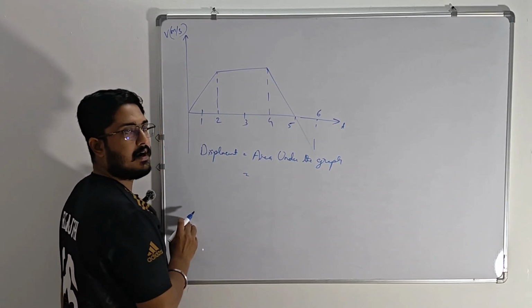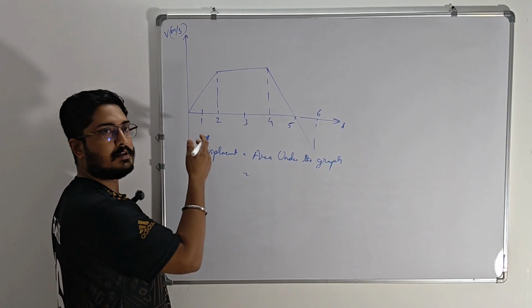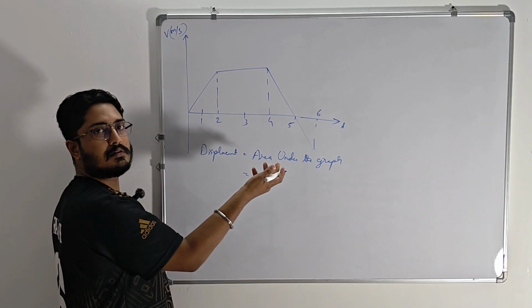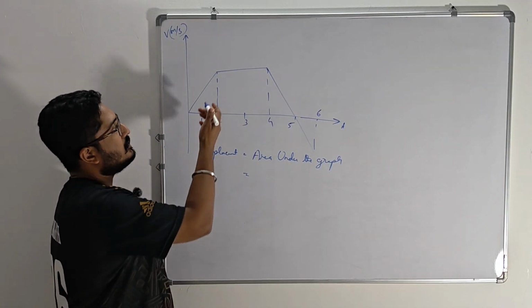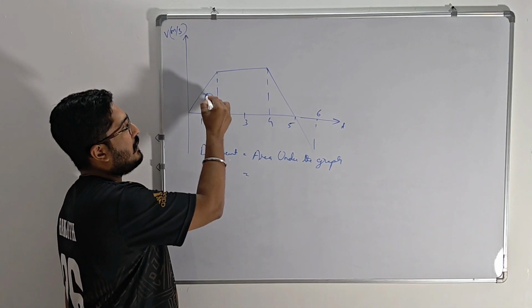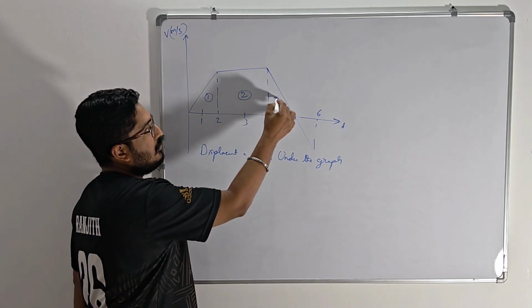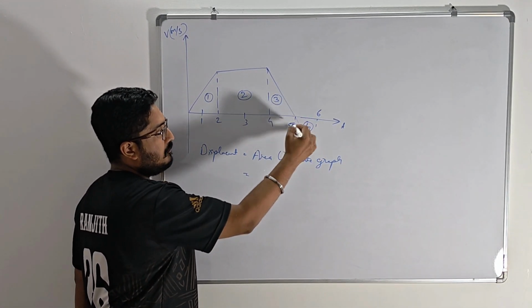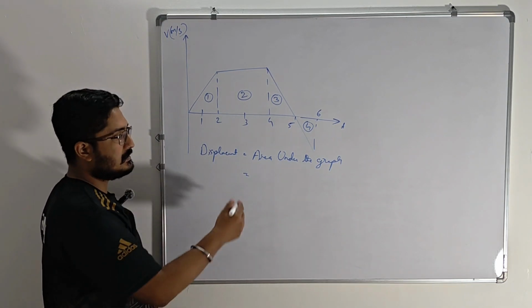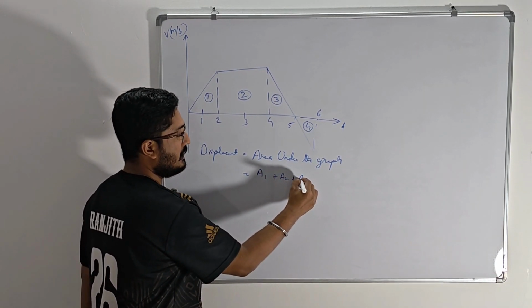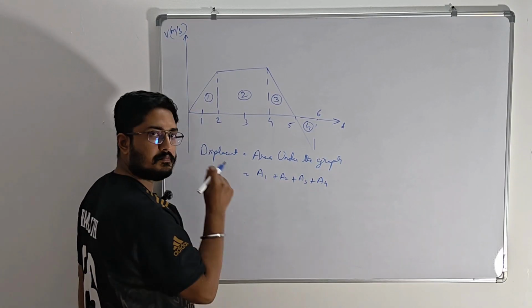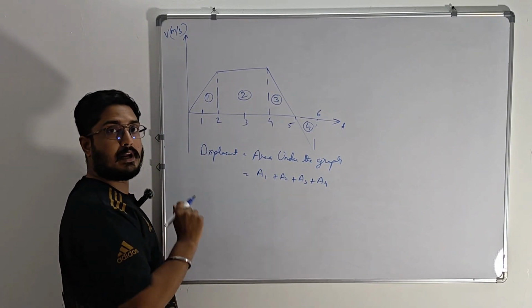Okay, so what's the area under the graph? You can say we can divide this into maybe 4 parts, or you can also solve it considering it as a trapezium. Anyway, I'll divide this into 4 parts: part 1, part 2, part 3, and part 4. So can I say the area under the graph is nothing but A1 plus A2 plus A3 plus A4? Correct? But we have to be careful.